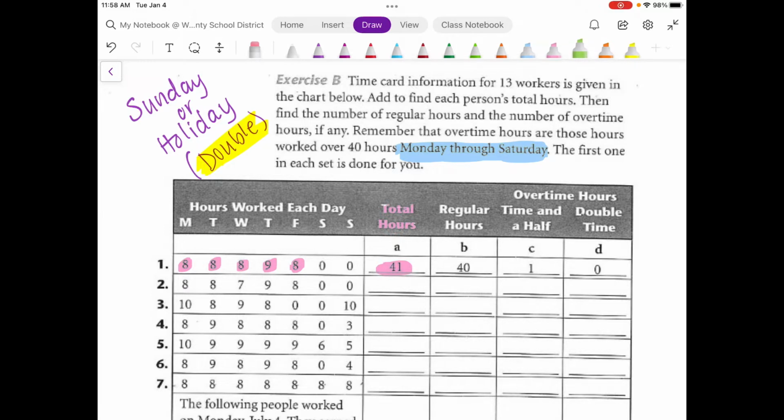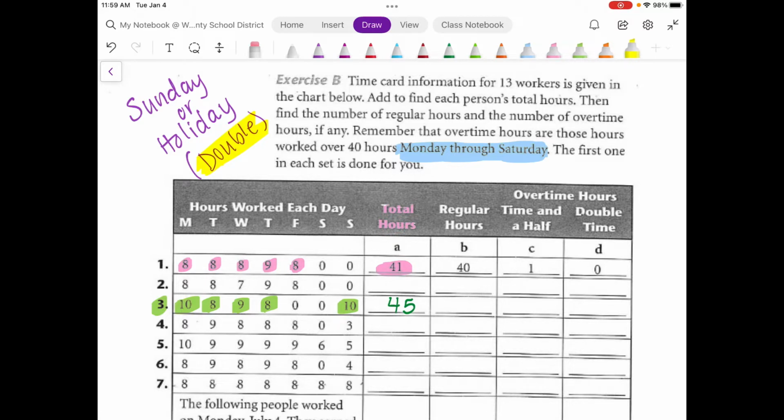Let me go on to number 3 here so you can kind of see. So for number 3, if I add up 10, 8, 9, 8, and 10, we're adding all of those up. I get a total of 45 hours. Okay? So you're going to add them all up for the first one. Total hours should be pretty easy.